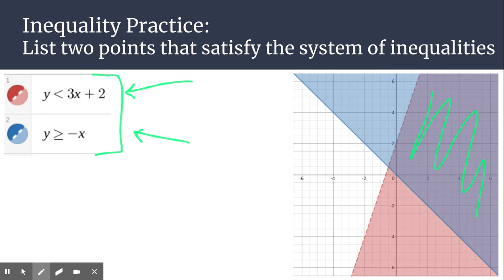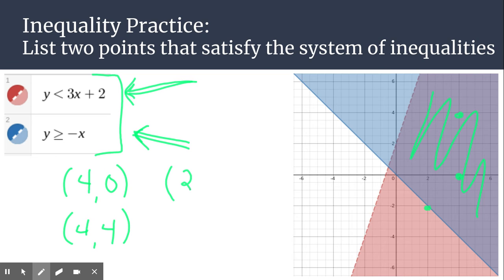So for instance, I could go crazy with this, right? 4, 0, bang, it's in my shaded region. If I tested 4, 0 on these two inequalities, it would make both of them true. I'd go to the point up here. I'd go to 4, 4. That's another point in the shaded region. I could even take a point down here. I could take the point 2, -2, because that's in the red region and on the blue line.